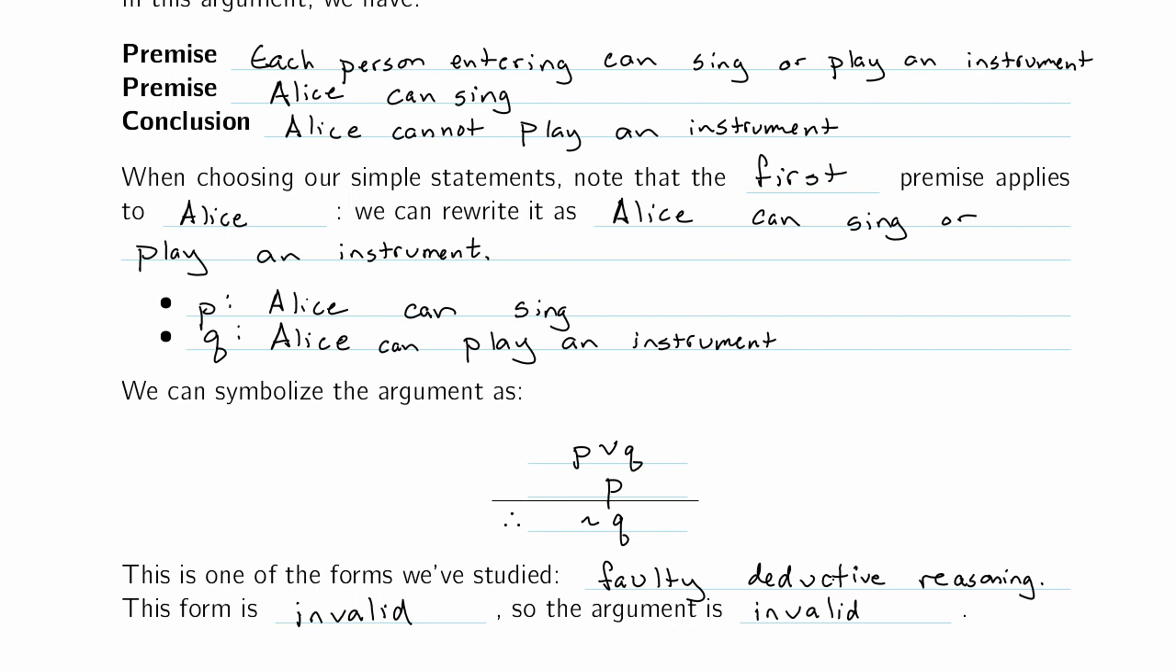Saying that everyone who enters has to be able to... This is definitely one of those places in English where we expect to see an inclusive or, right? If you enter a contest that says you have to be able to sing or play an instrument, and you can do both, you're definitely qualified for that contest. So thinking about the context of the argument, we expect it to be invalid. And looking at the form, we see that yes, in fact, it really is invalid.